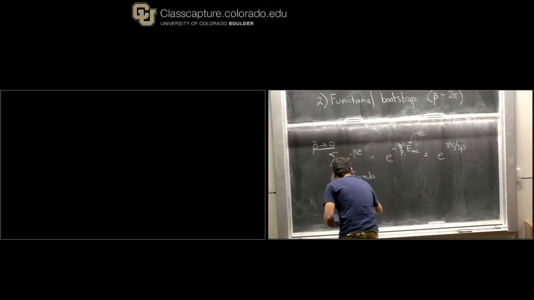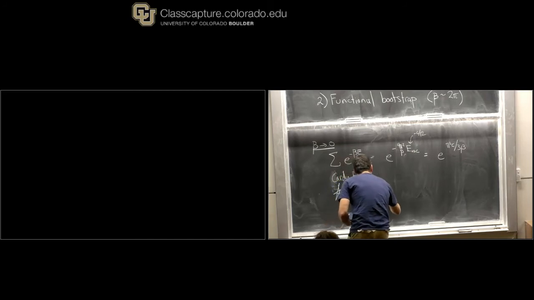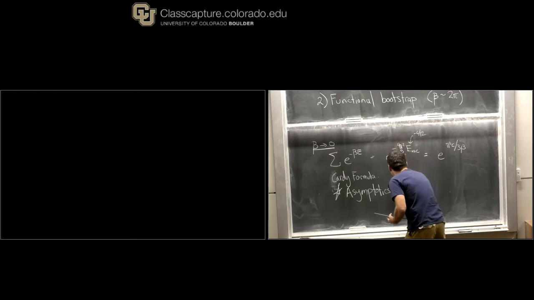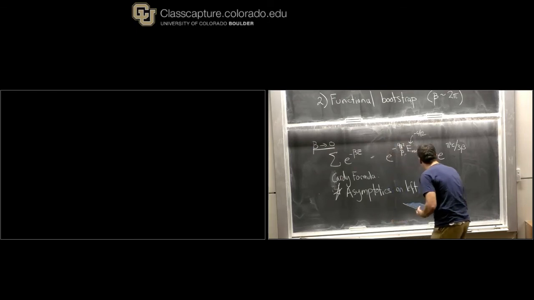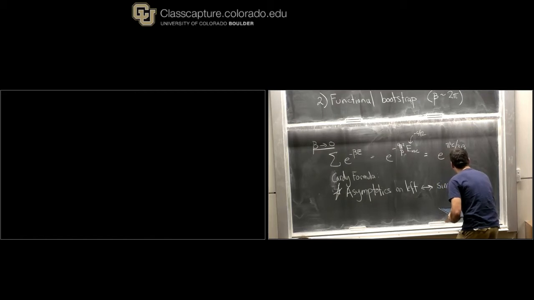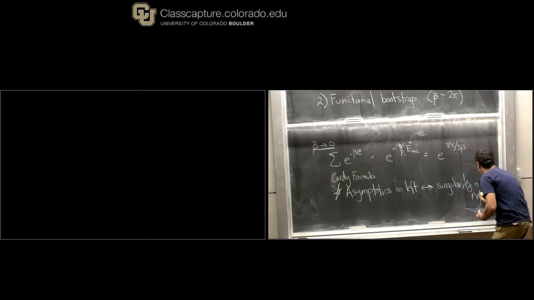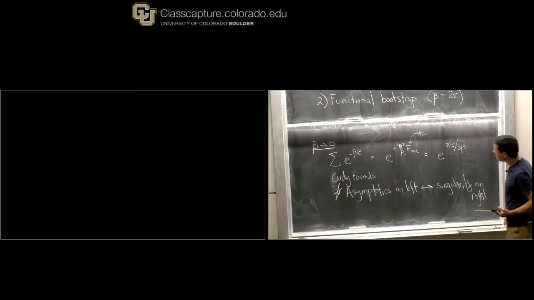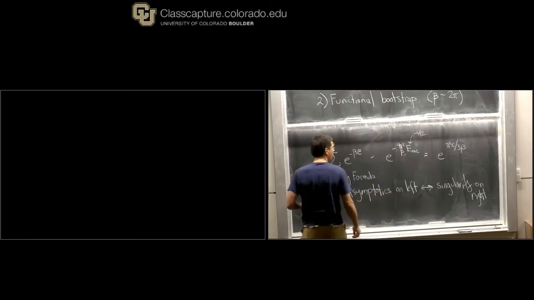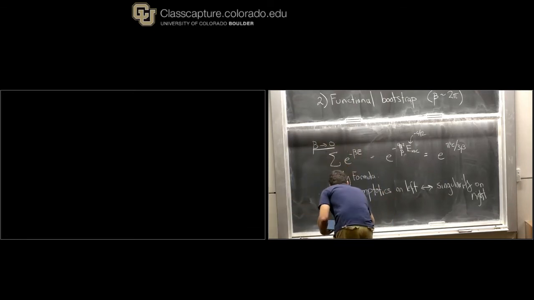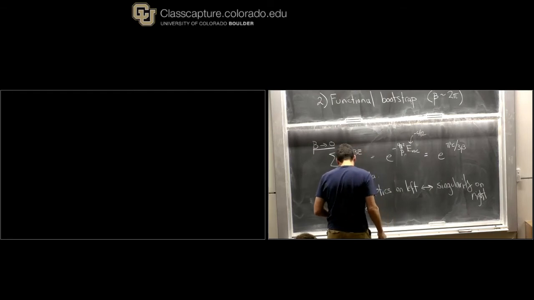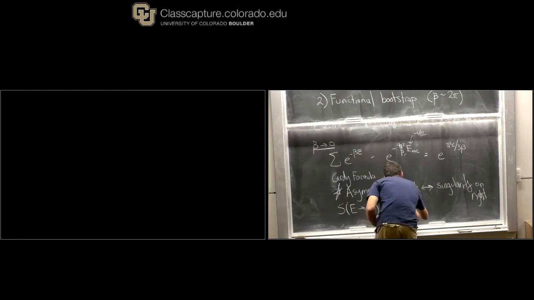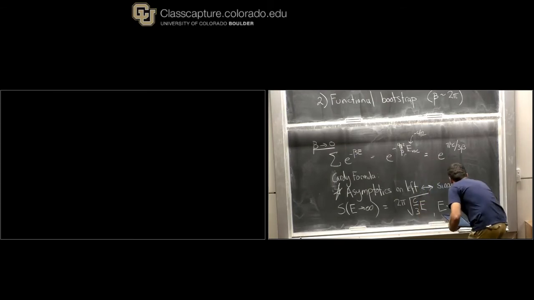The sort of lesson here is that the asymptotics on the left-hand side of a bootstrap equation are controlled by the singularity on the right. The actual formula is easy to derive in a couple of lines. Maybe I'll skip the algebra, but in order to reproduce this singularity, you can check that the density of states, S, has to be 2 pi root c over 3 E as E goes to infinity.